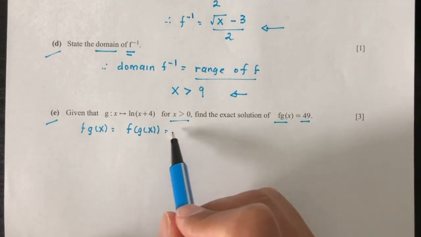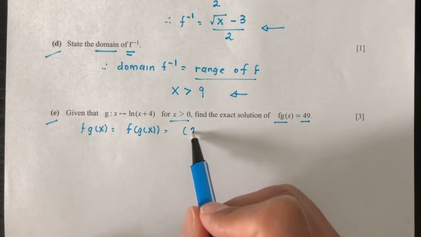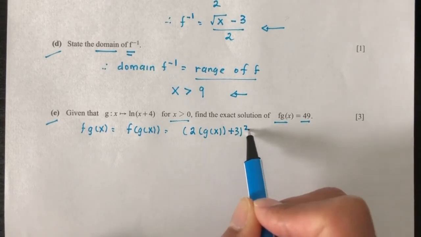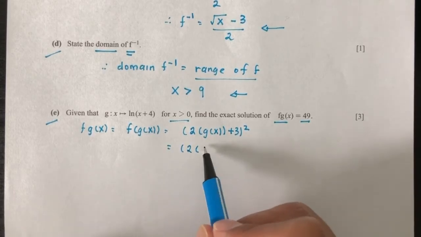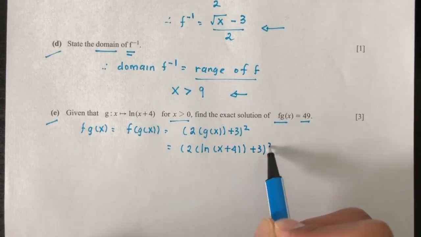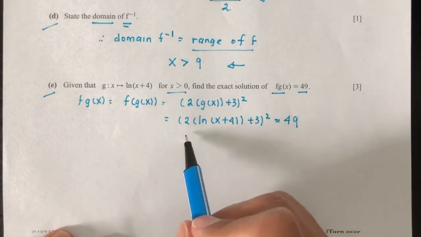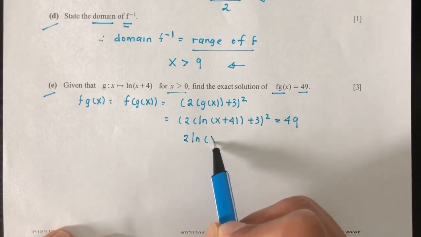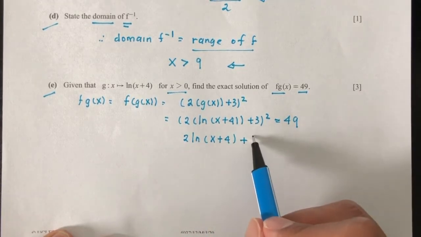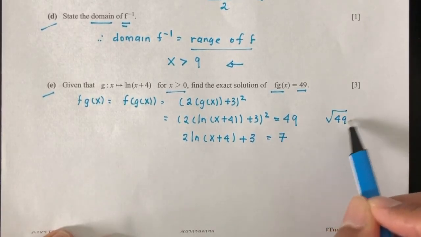That is basically replacing the value of x by g of x in f. So f is given by 2 times (g of x plus 3) squared. That is 2 times (ln(x plus 4) plus 3) squared equal to 49. Now you send this 2 over here, it becomes (ln(x plus 4) plus 3) squared equals 49 over 2. This becomes 7. Square root of 49 is 7.